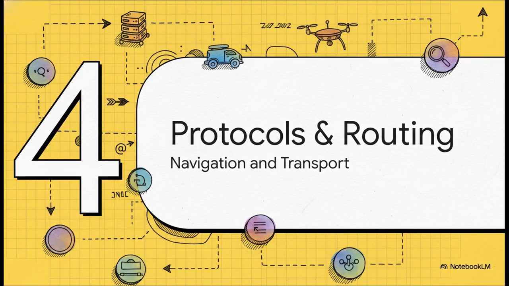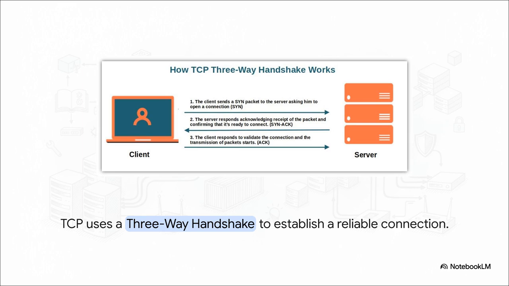Which brings us to part 4, protocols, routing, and DNS. Our data needs a reliable set of rules for traveling, right? Enter TCP, the Transmission Control Protocol. Before TCP sends even a single piece of your data, it performs this incredibly polite 3-way handshake with the server.